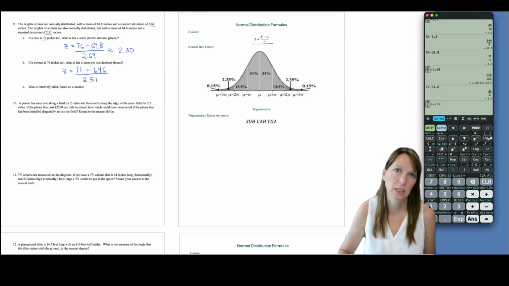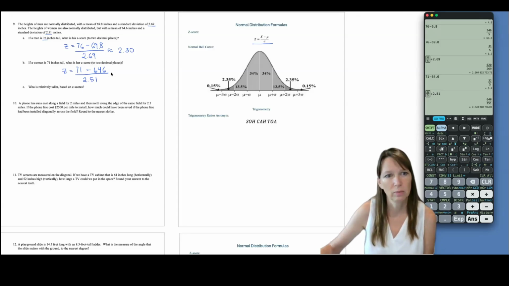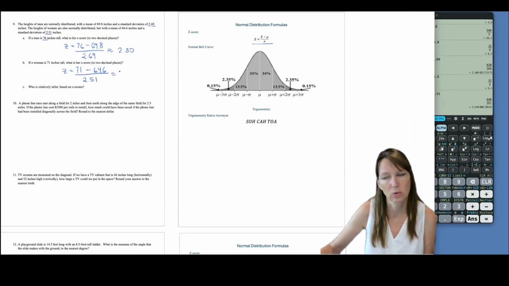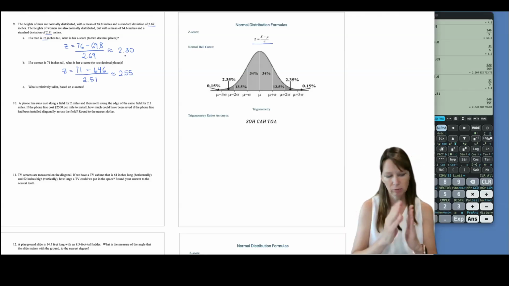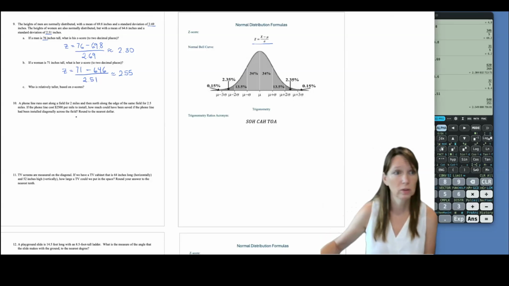Now calculating the woman's z-score, 71 minus 64.6 equals, and then divided by 2.51, or you could have used parentheses around the numerator. And the woman's z-score is approximately 2.55. Now comparing those, 2.55, if we thought about that on a number line, that is to the right of 2.3, so it becomes more unusual.